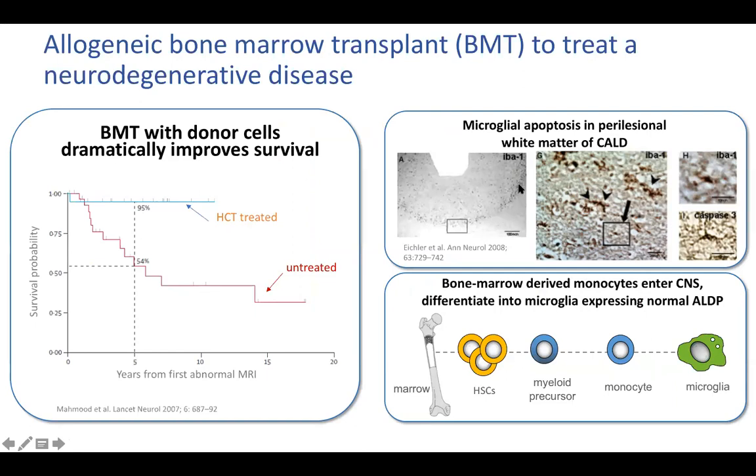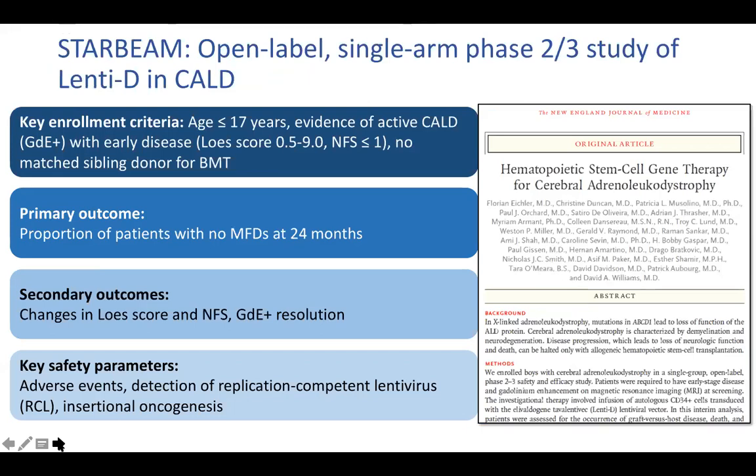And we think that the many microglia that are dying along the lesion edge are successfully rescued through these newly corrected cells. So we reported a few years ago a first success in 17 boys with childhood cerebral ALD who had evidence of contrast enhancement and at the time did not have a matched sibling donor for bone marrow transplantation. And we were able to show that we could improve the contrast enhancement, halt the lesion.